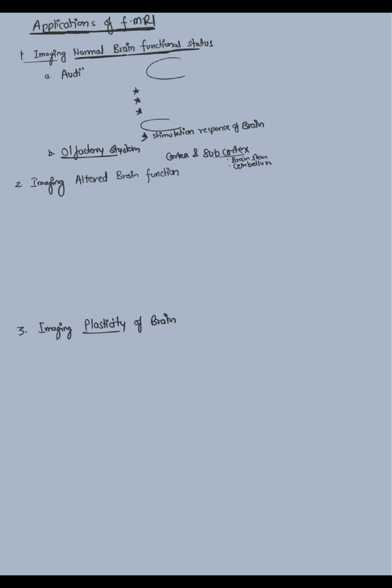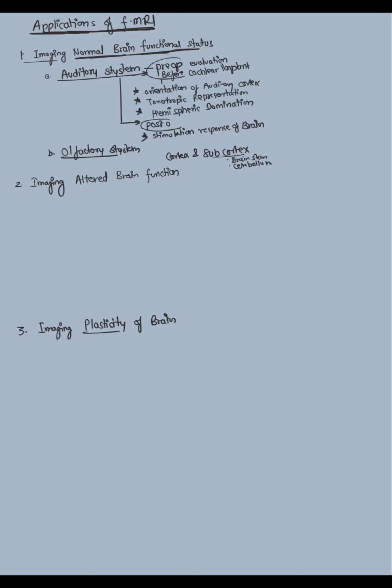For normal brain function, we are first going to see the auditory system. In the auditory system we can do pre-op evaluation before cochlear implantation. What we can check is the orientation of the auditory cortex, the tonotopic representation of the auditory cortex, and which hemisphere is dominant. And the same auditory system we can test post-operatively to the cochlear implant. We will test the stimulation response of the brain, whether our cochlear implant is in place or not. In the olfactory system also, the functional relation of the cortex and subcortex, like brain stem and cerebellum, can be tested.